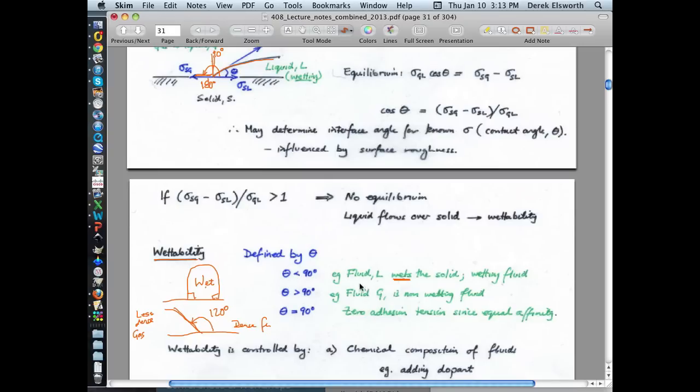So in normal cases, this would be the bead of water. This angle here is 45 degrees, say. The water wets the solid. In this case, this gas wets the solid because the angle is now larger than the 90 degrees. Fluid used, this is the non-wetting fluid. Okay?